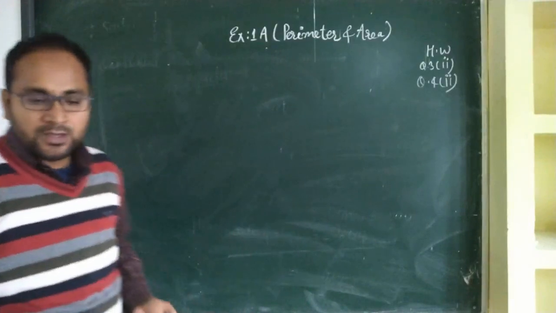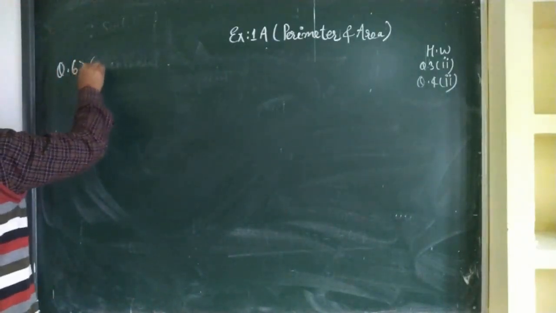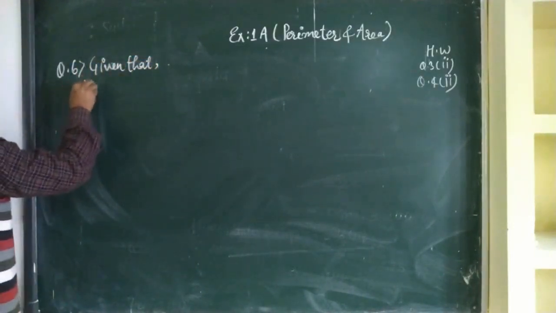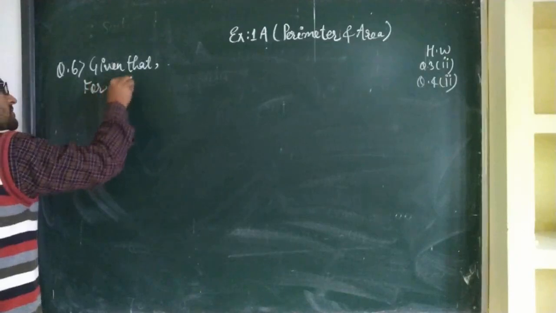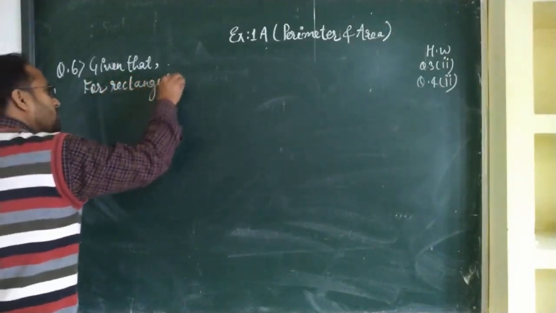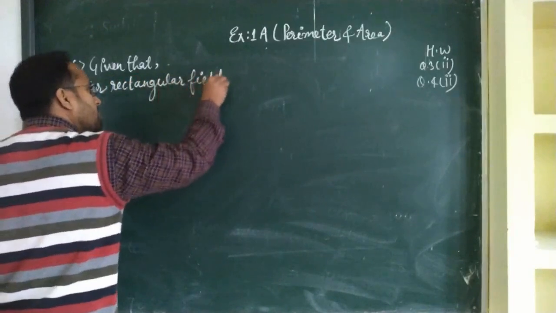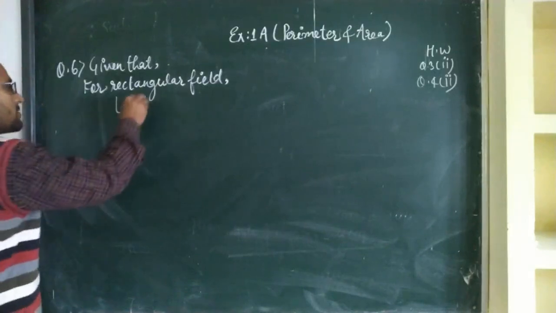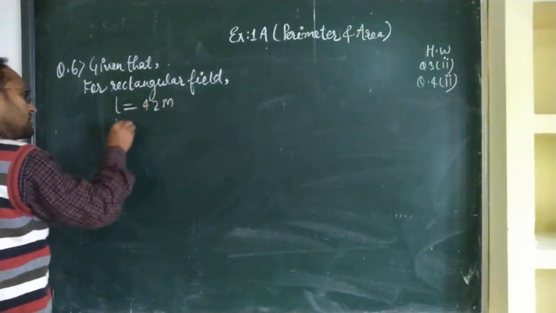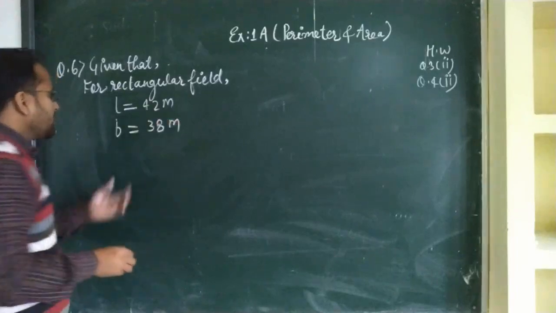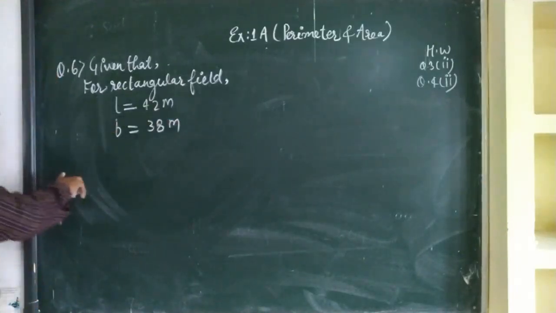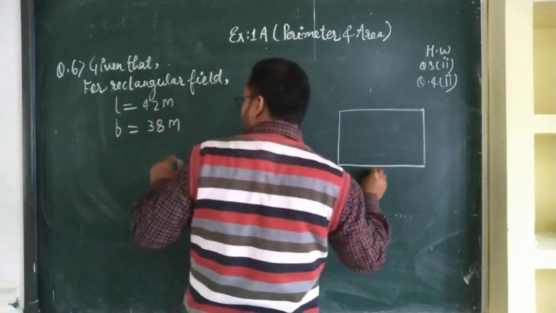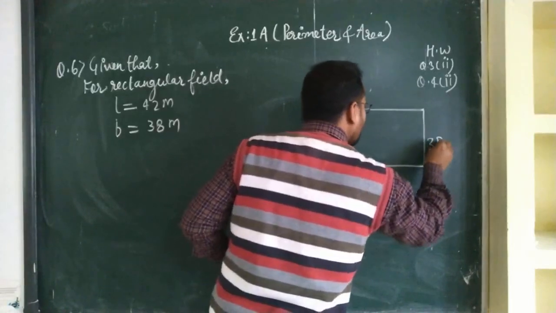Question number 6. For the rectangular field, given that length is equal to 42 meter and breadth is equal to 38 meter. So the length and breadth are given. Raman runs around this field, with length equal to 42 and breadth equal to 38.